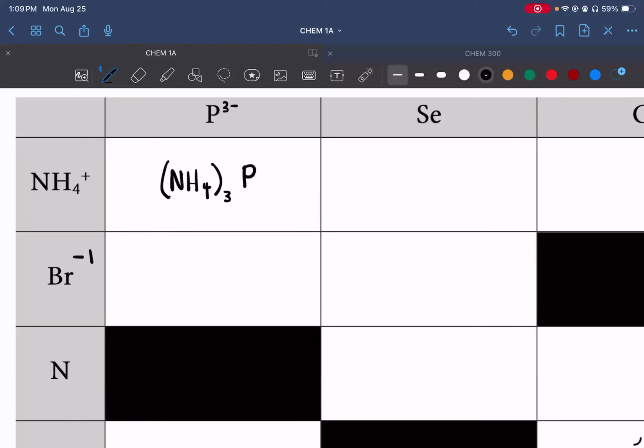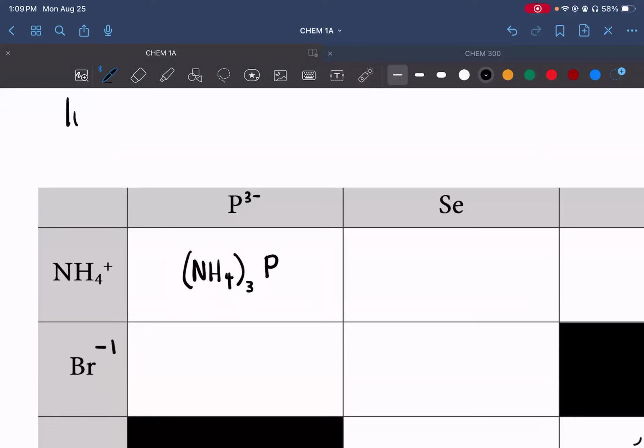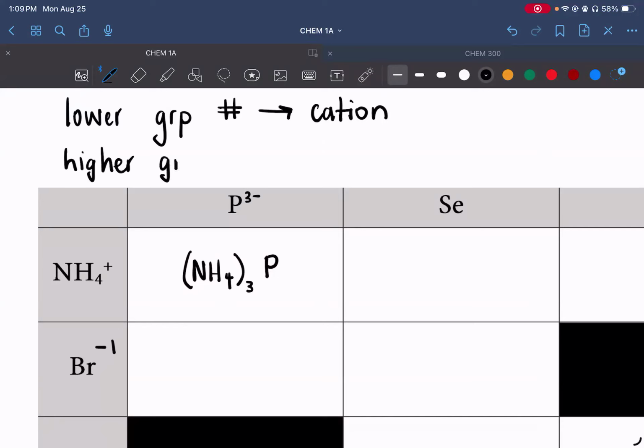So here we have an immediate issue. Both of them are negative ideally. So how do we know which one's the cation, which one's the anion? Well, here's the trick. The atom with the lower group number takes the role of the cation, and the atom with the higher group number takes the role of the anion.